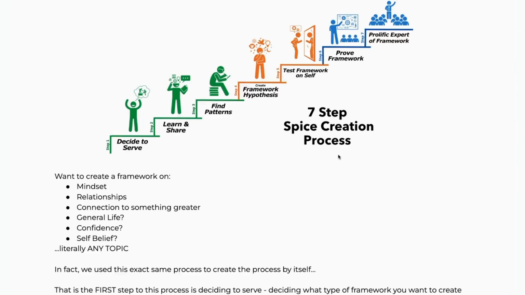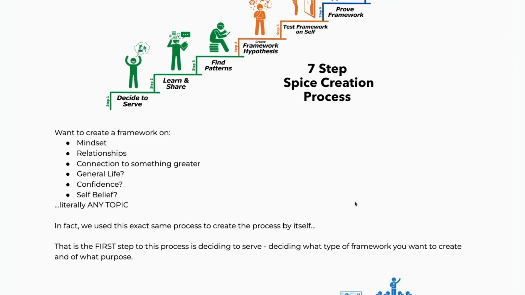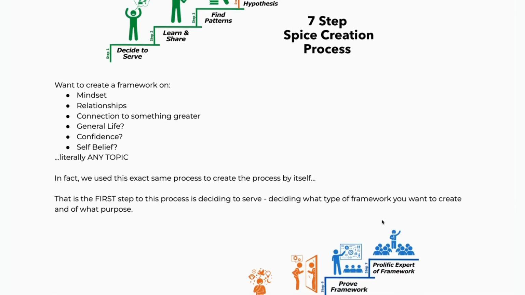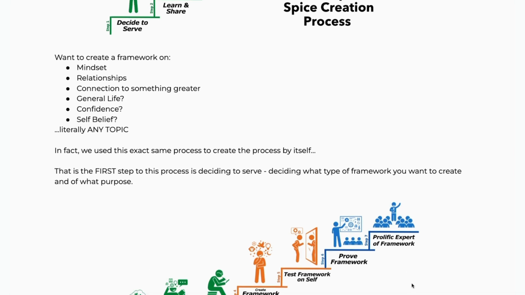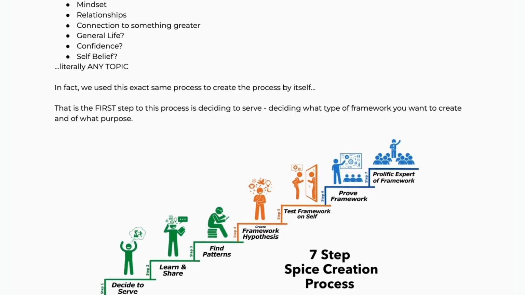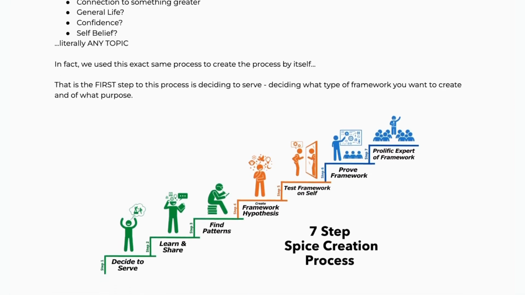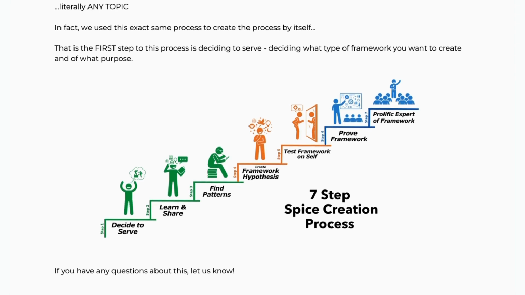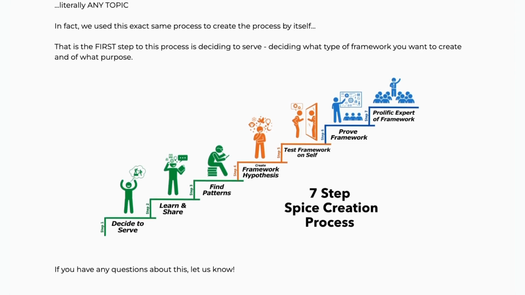So if you want to create a framework on mindset, relationships, connection to something greater, general life, confidence, self-belief, like literally any topic, this exact framework is what you're going to be able to use. But it all starts with being able to decide first that, hey, yes, I want to do this. And number two, I've identified what type of framework I want to actually create, and I want to have that in mind. So that is step number one. Let us know if you have any questions about step number one, and then we're going to continue on to the rest of the steps inside of the process.